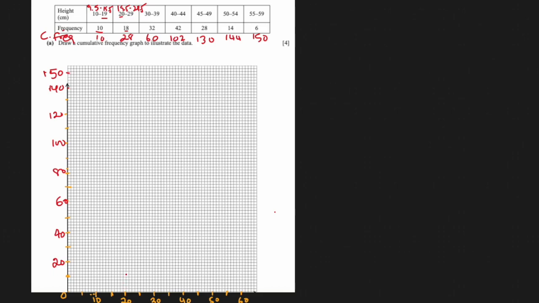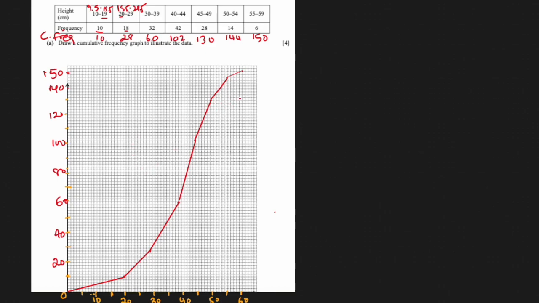So 20 is this one, a little less than that will be 19.5 here. It means 10 sunflowers are less than 19.5, 10 of them. That's what it means. Okay, and I will just complete this whole graph and then talk to you. So I've tried to be as accurate as possible. I've joined them by straight lines so that I get my answer in the best possible way.